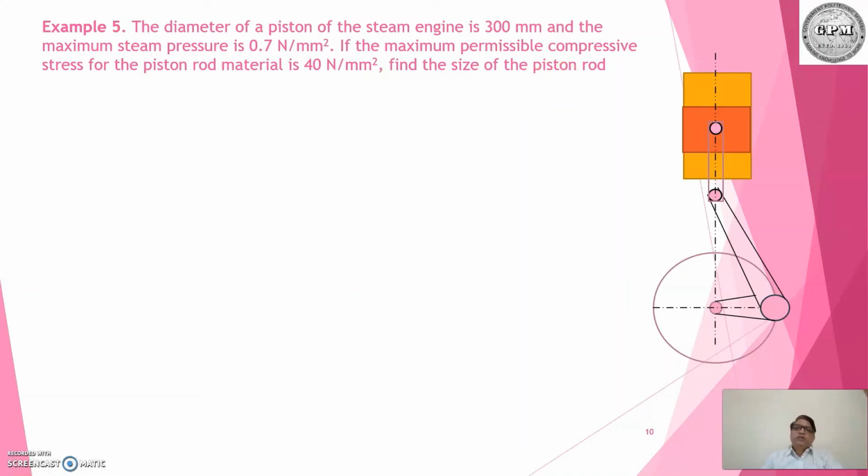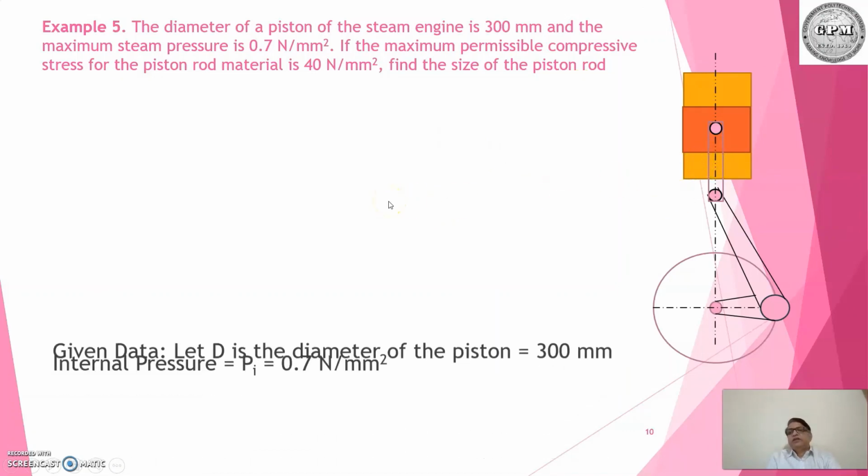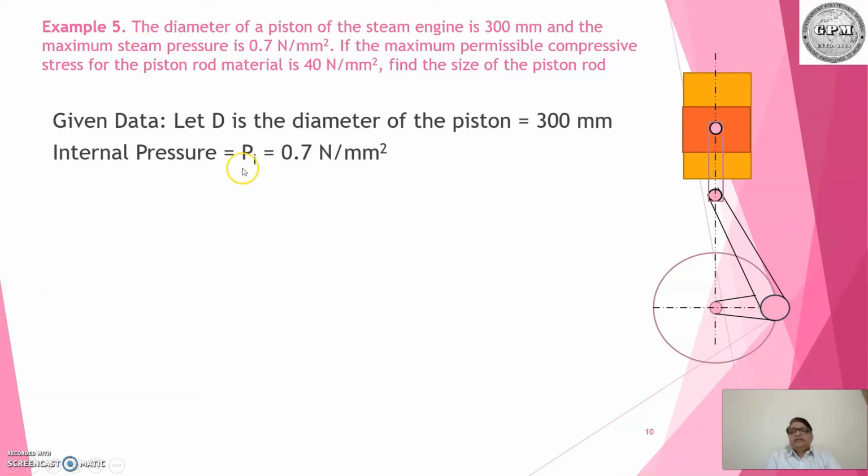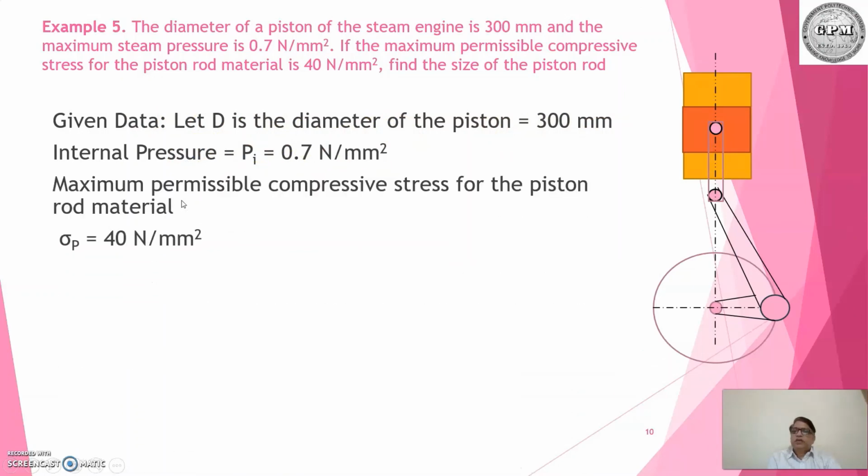In a piston rod, it is not a square, it is a round section, so it is the diameter only. Like this we can find the dimensions. So given data: let D be the diameter of the piston, capital D, 300 mm. Internal pressure Pi is equal to 0.7 Newton per mm square. Maximum permissible compressive stress for the piston rod material is sigma P equal to 40 Newton per mm square.